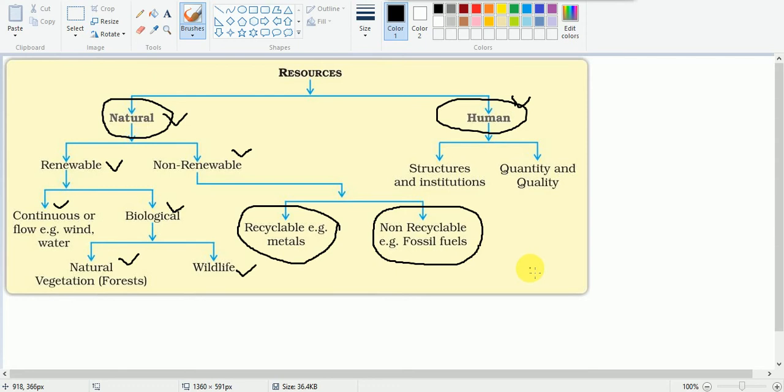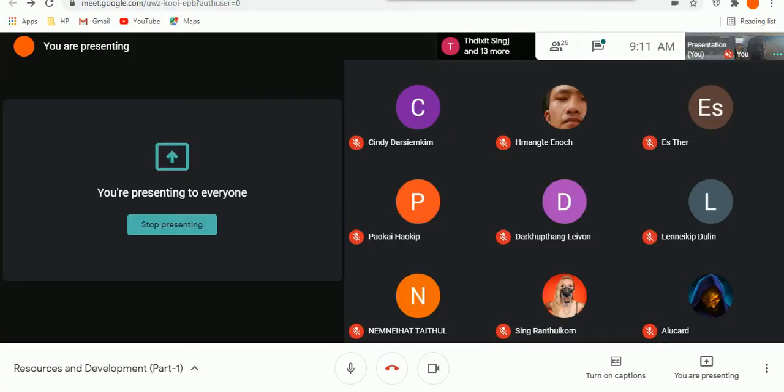So these are the different types of natural resources, and the human resources are again divided into structures and institutions, and quantity and quality. So these are the different types, and the definition will be discussed here.